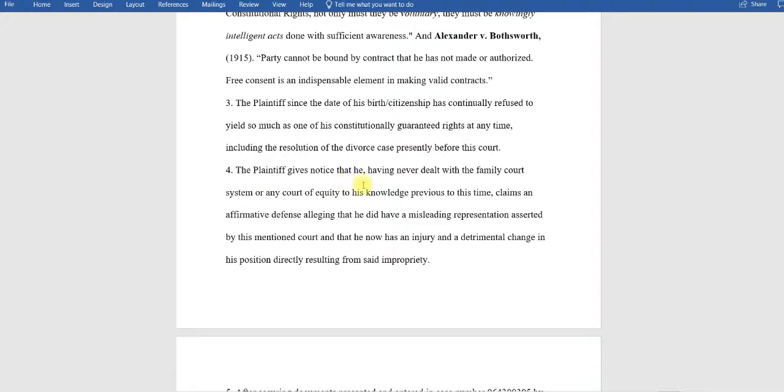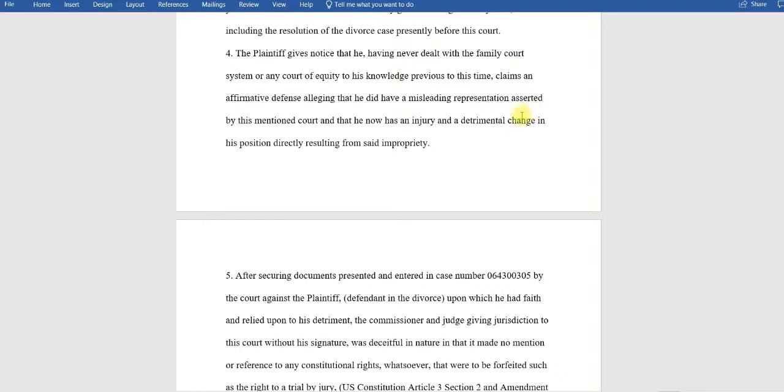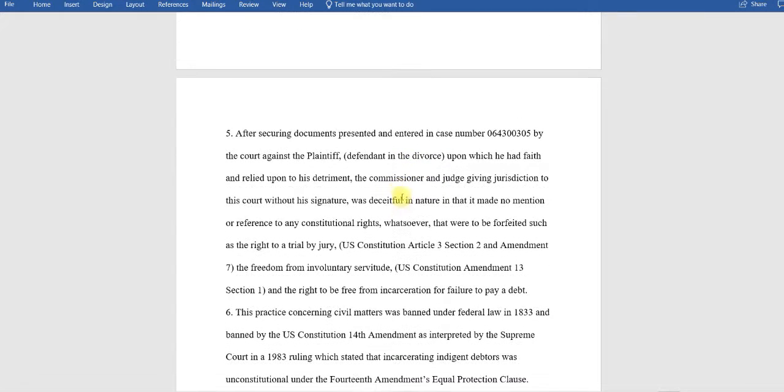Plaintiff gives notice that he has never dealt with the family court system or any court of equity to his knowledge previous, and claims an affirmative defense alleging that he did have a misleading representation asserted by this mentioned court, and that he now has an injury and a detrimental change in his position directly resulting from that said impropriety. Okay? I hope that makes sense.